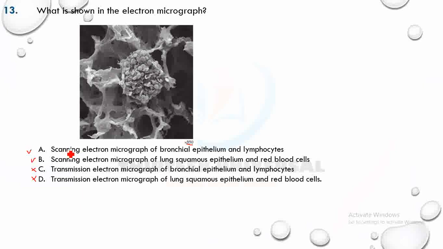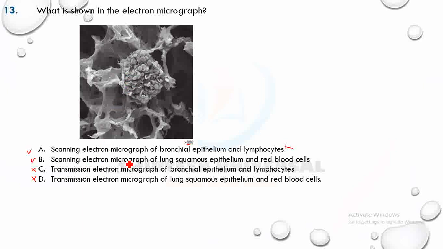So let's check out A and B. A says scanning electron micrograph of bronchial epithelium and lymphocyte. We can't say bronchial here, and this doesn't look like a lymphocyte. It looks more like something else. Can you see this is a biconcave disc shape, dented in the middle? Check it out. That's a red blood cell.